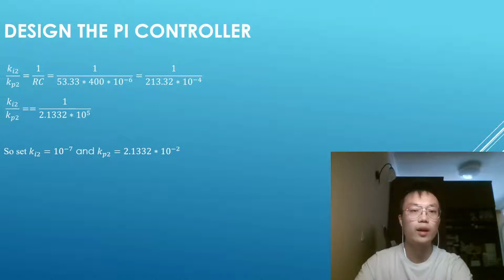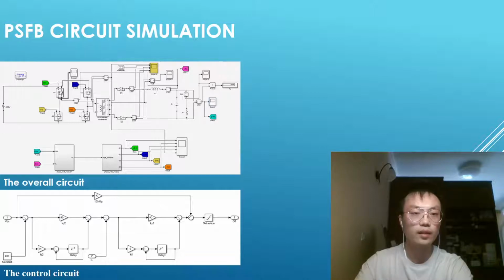as 0.018. As for Ki2 and Kp2, they should meet the ratio as, since in this case it is a discrete system and the sampling time interval is 10 to the power of -7, the denominator term should multiply 10 to the power of 7. That is the ratio they really need to meet. So set, and this is the overall circuit of the PSFB circuit and the control circuit.